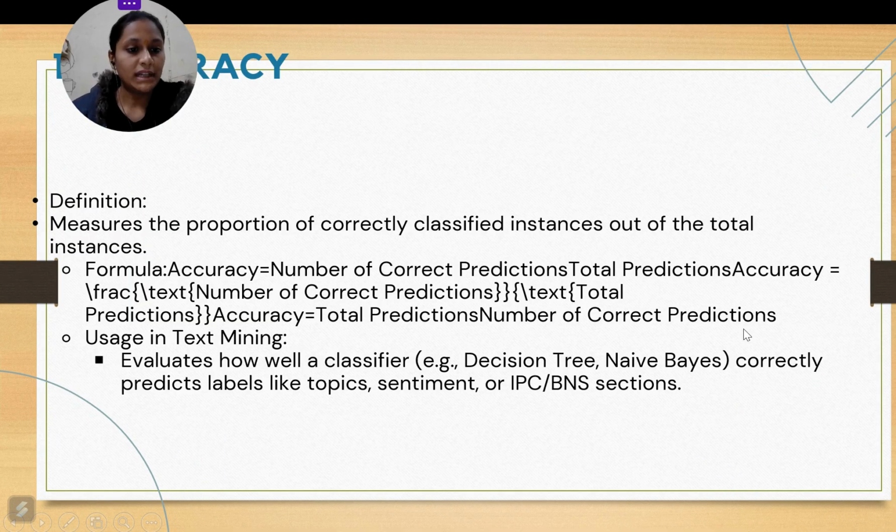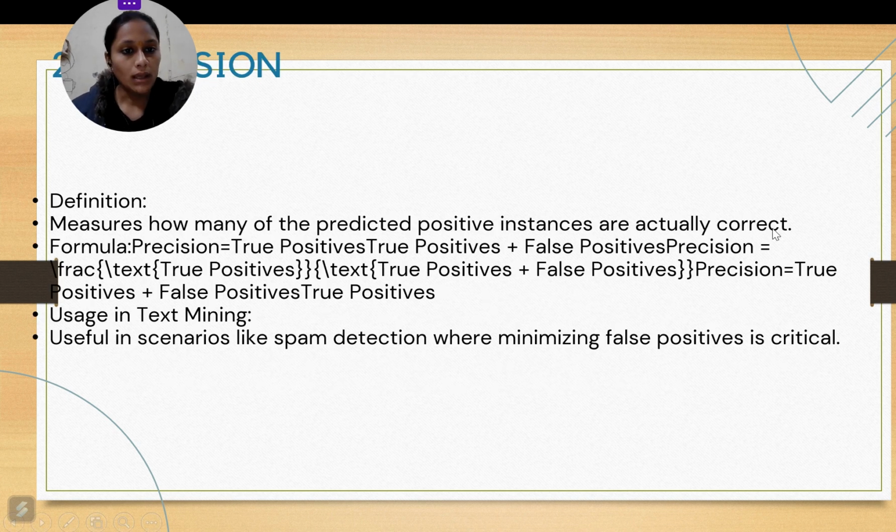First is accuracy. Definition: it measures the proportion of correctly classified instances out of the total instances. Formula you can see from this slide. Usage in text mining is it evaluates how well a classifier correctly predicts labels like topic, sentiment, or IPC section. Second is precision. It measures how many of the predicted positive instances are actually correct. Usage is it is useful in scenarios like spam detection, where minimizing false positives is critical.